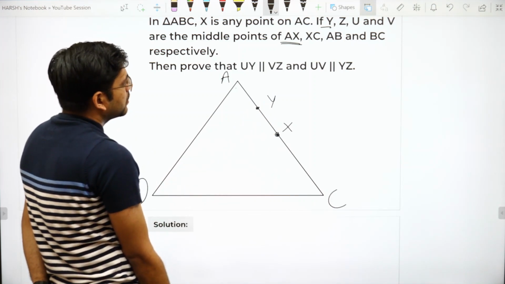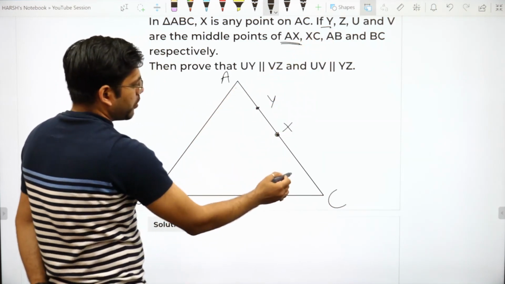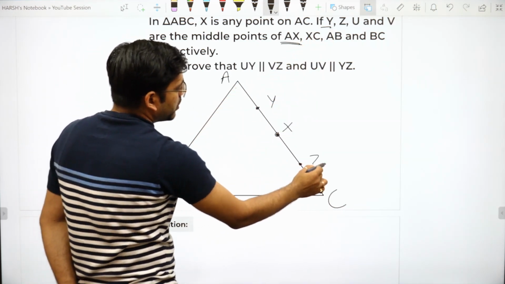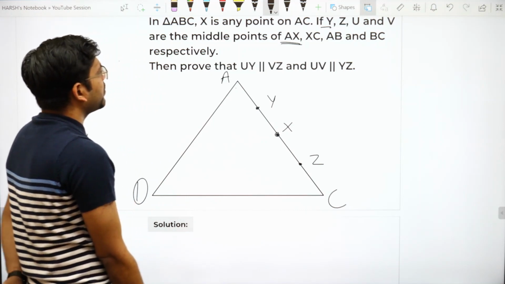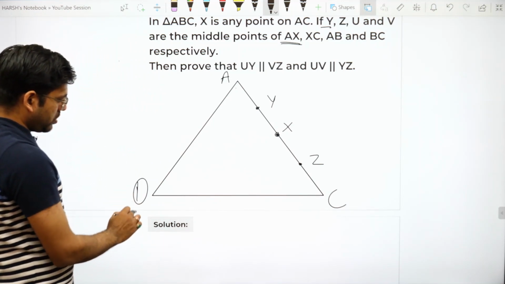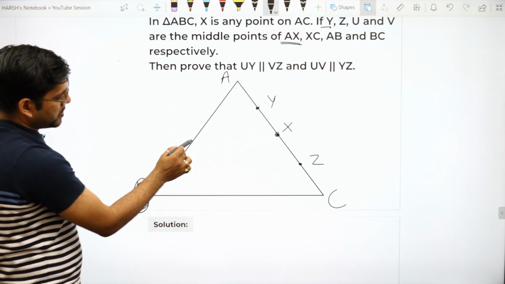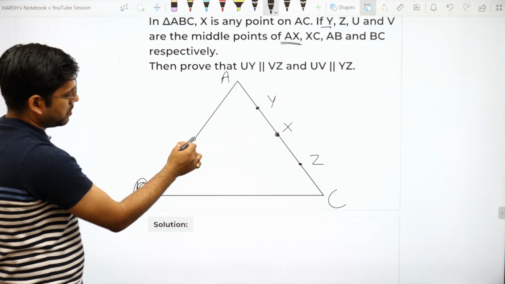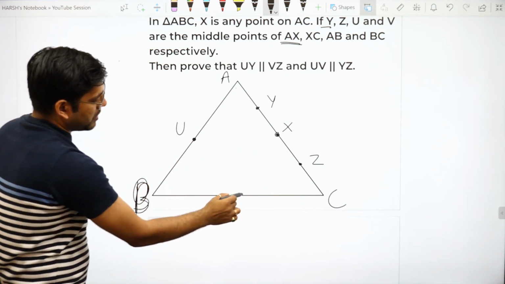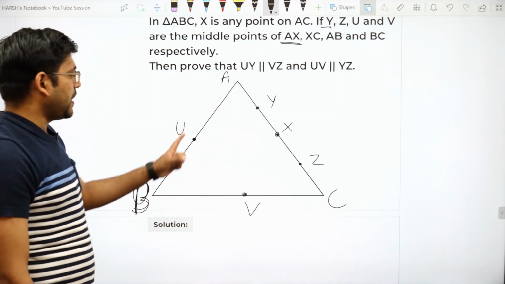Then it is said that Z is the midpoint of CX. So Z is the midpoint. Thereafter U and V are the middle points of AB and BC. So this is B. U is this midpoint, and V is this midpoint. So U and V are the midpoints of AB and BC.